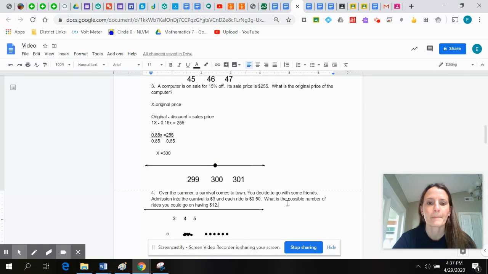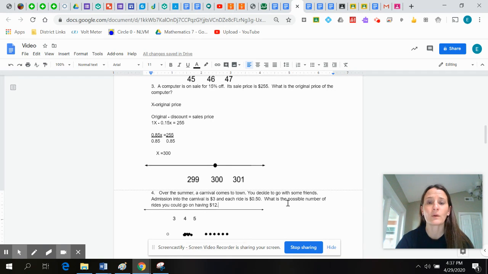Number 3. All right, number 4 is a little bit different because of the way that it's worded. Over the summer, a carnival comes to town. You decide to go with some friends. Admission into the carnival is $3 and each ride is 50 cents. What is the possible number of rides you can go on having $12? If I had $12 and I went to the carnival, I was pretty sure I'd still go on 0 rides. So there's a possibility. There's many solutions here. You don't have to spend all of your $12.